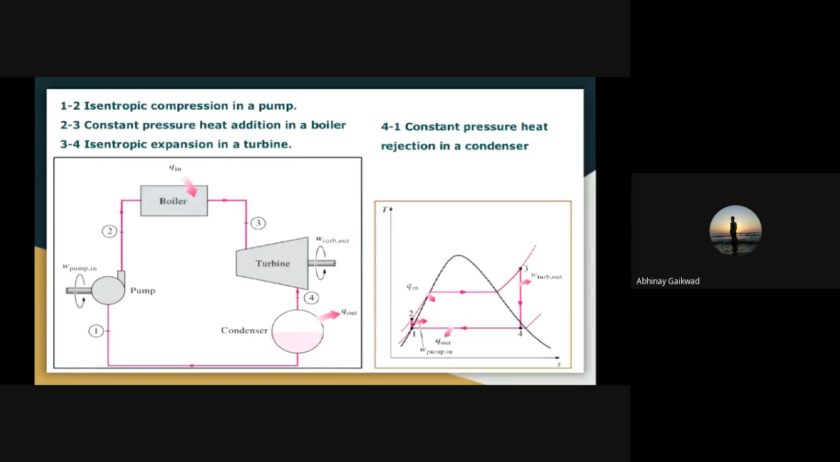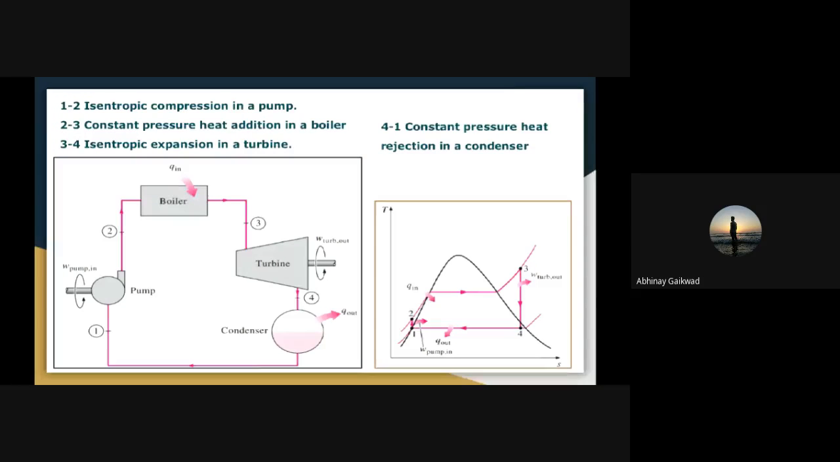If you look at the diagram, water enters the pump at state 1 as a saturated liquid. That saturated liquid is compressed isentropically to the operating pressure of the boiler. Then the water temperature slightly decreases, along with the specific volume of the water.